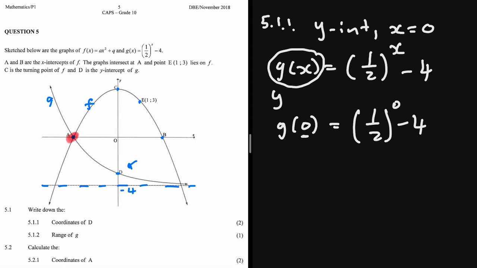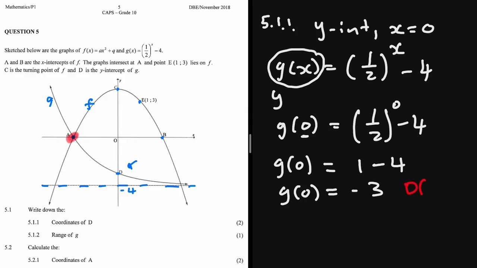If you put everything in your calculator, you will find that the value of g is going to be -3. Please pay attention now. Any number raised to the power of 0 is not going to be 0, but it will always give you 1. So it's going to be 1 minus 4, which will give us -3. So the coordinates of point D are given as the value of x is 0 and the value of y is calculated to be -3. So we find the coordinates of D to be (0; -3).